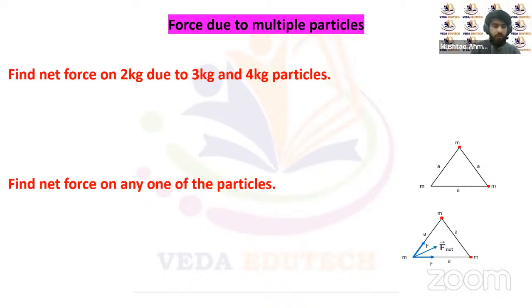Now let's suppose we have many particles. Mass m1 is there, and we have mass m2, mass m3, and mass m4 here. Now there will be a force of attraction because of each of these masses. Let's suppose this is F1, this is F2, and this is F3.